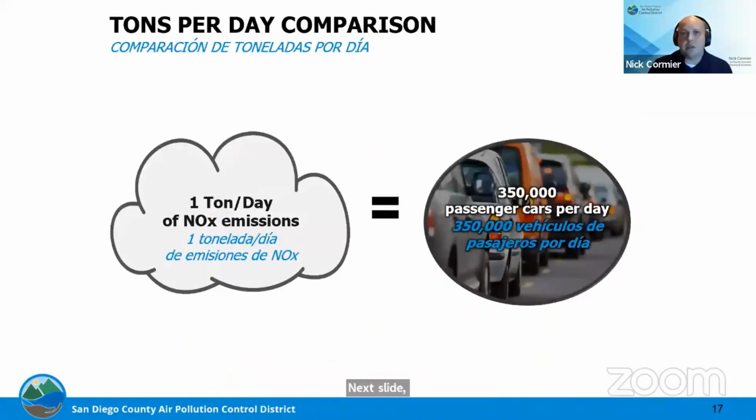It's important to characterize emissions in a way that may be more understandable to those not intimately involved in air quality every day. To do this, consider the following comparison as we use the term tons per day. 1 ton of NOx emitted per day is approximately equal to the same amount of NOx being emitted from approximately 350,000 average passenger cars per day. Next slide, please.